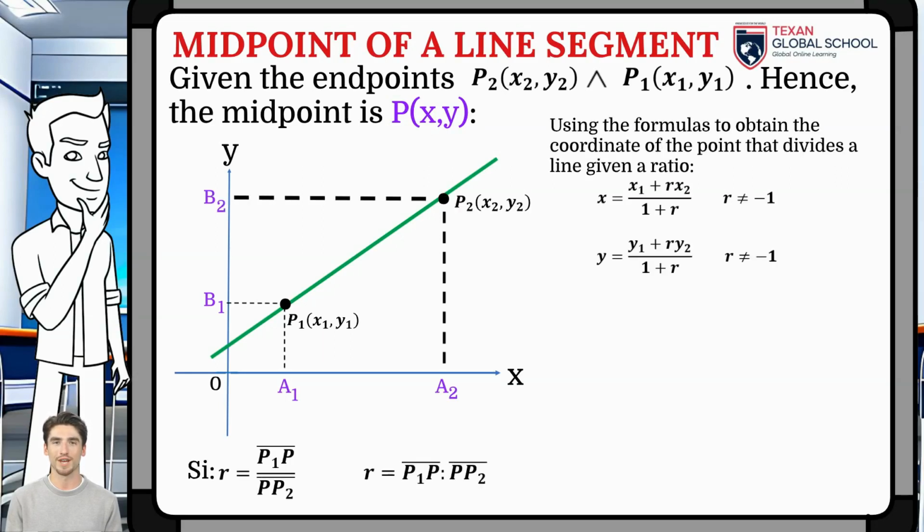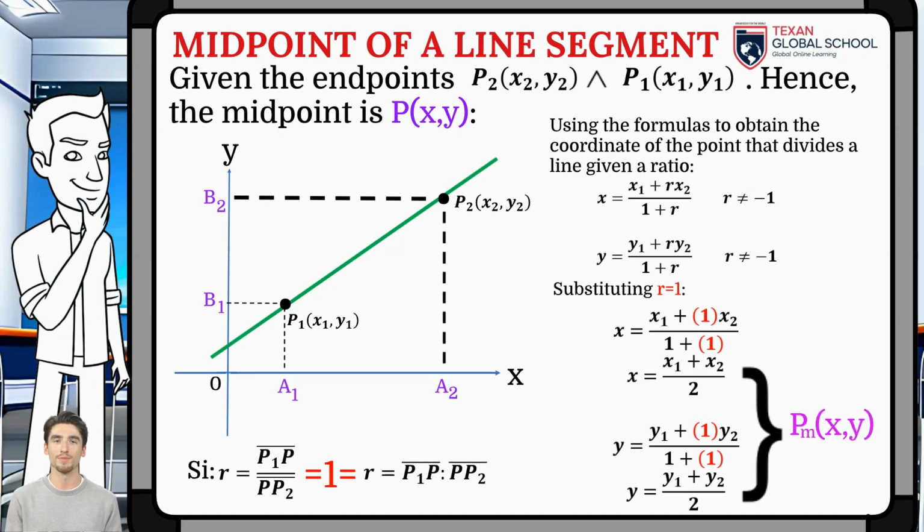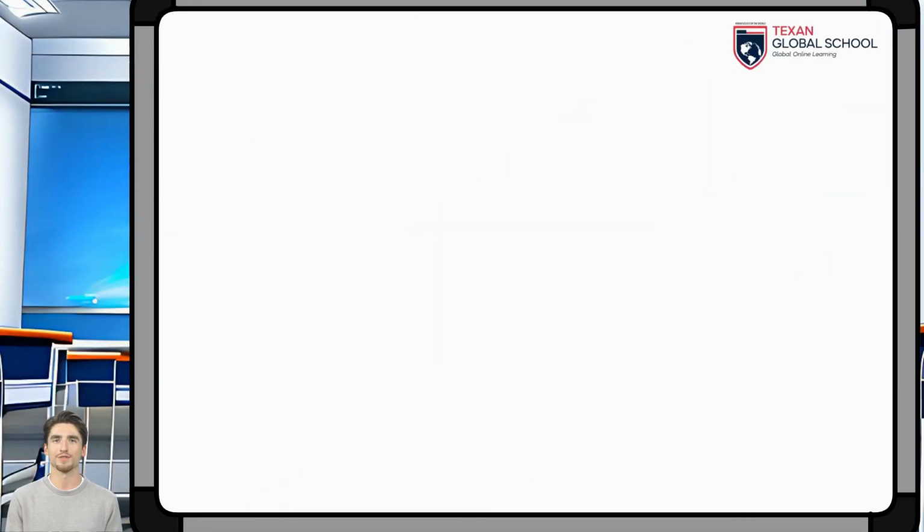For the line to be divided into two equal parts, the ratio must be 1. By substituting r equal to 1 in the formulas derived from previous classes, we get the formulas to find the coordinate of the midpoint: x = (x1 + x2) / 2. Similarly, y = (y1 + y2) / 2. Let's see a first example.